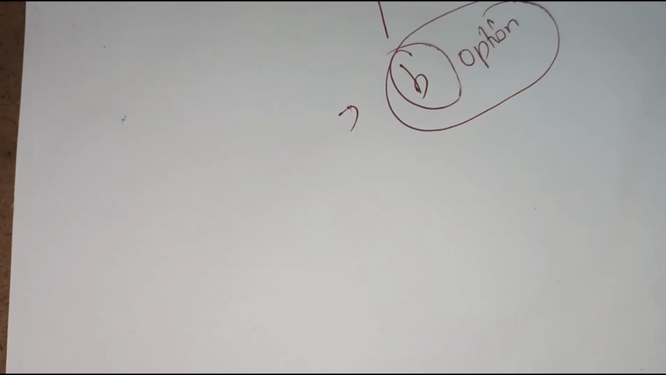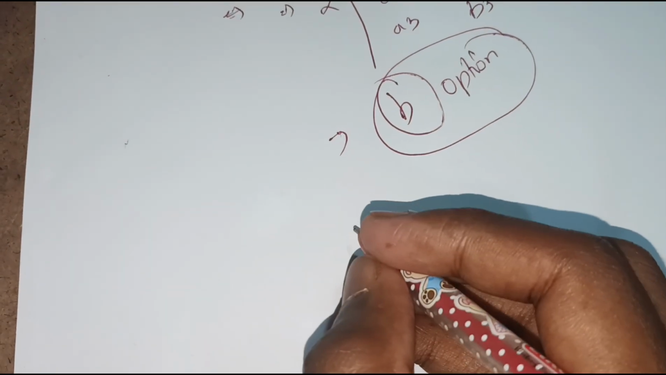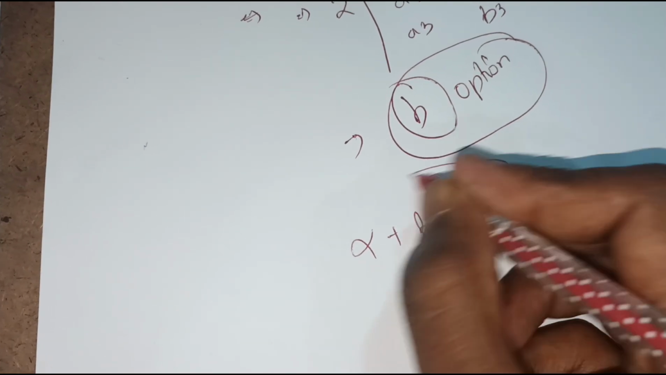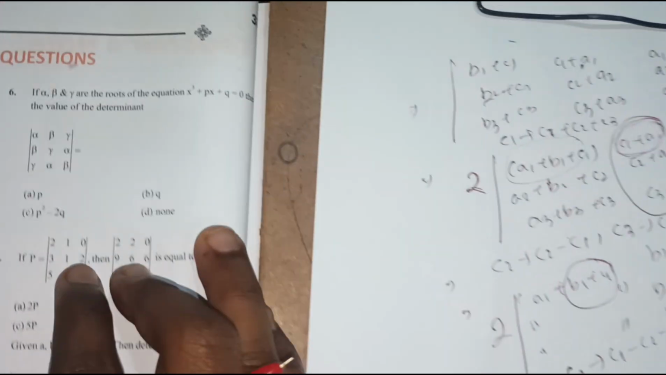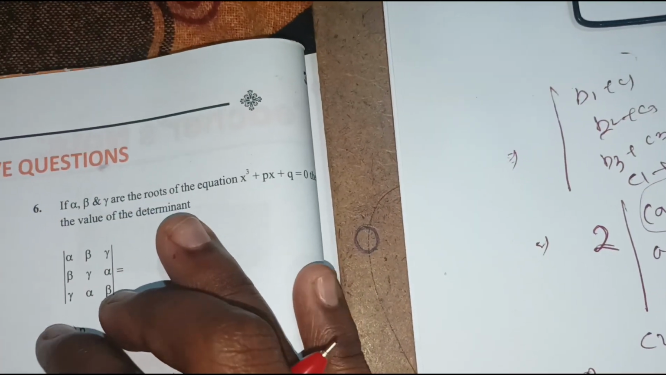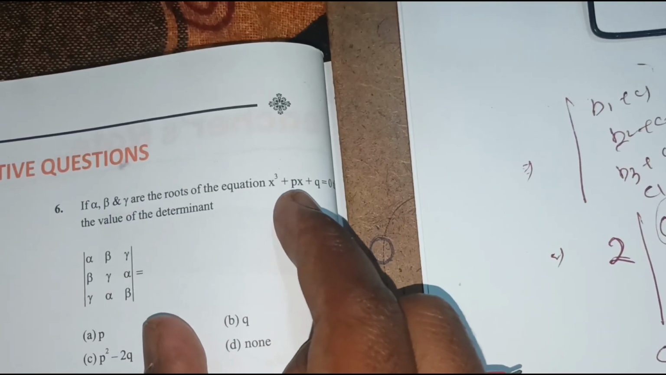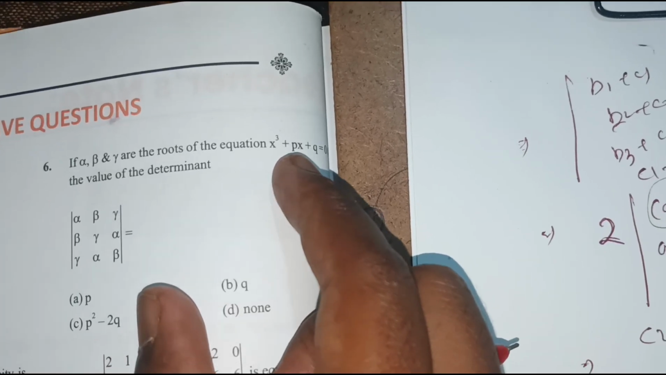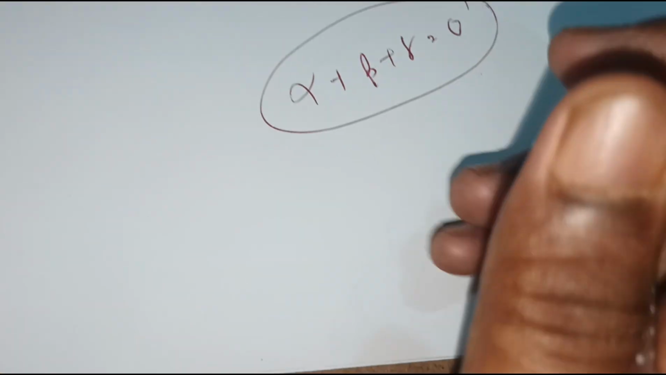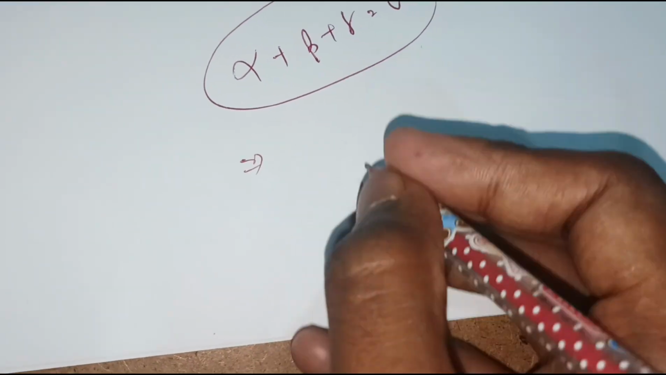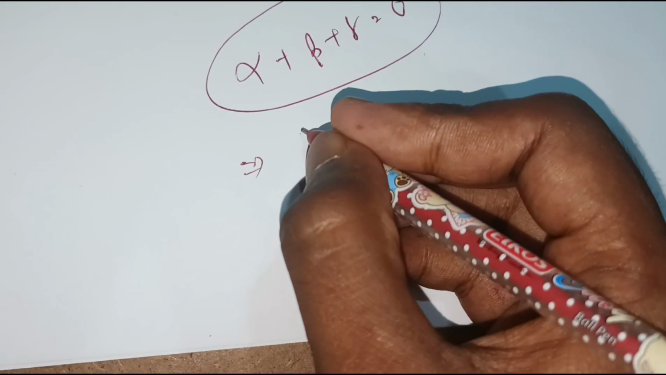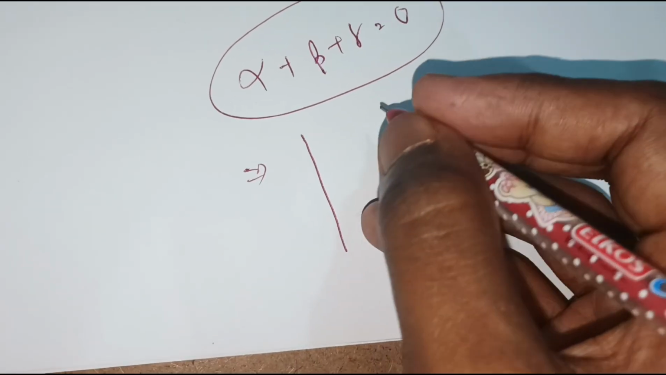Let's understand this. From the equation above, you can see that alpha plus beta plus gamma equals 0. Why is this so? In the equation, the coefficient is not given, so the sum can be equated to 0. So alpha plus beta plus gamma equals 0. Then the determinant will be 0.